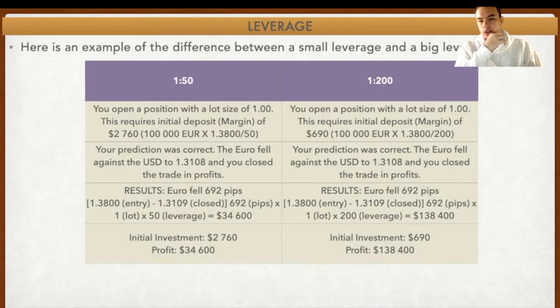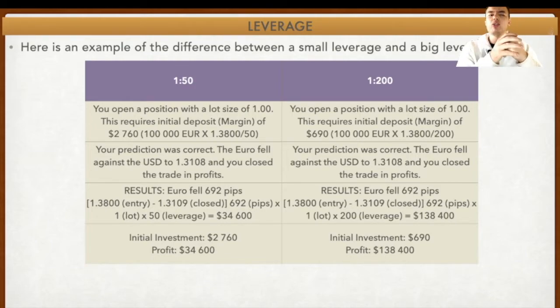So, prediction was correct. You made the 692 pips. So, 692 times lot size of 1 times 200 leverage gives you $138,400. So with a smaller initial investment of $690, you made more profit, $138,400. Can you see the difference between the leverages? Now, just because you can make a lot on bigger leverages doesn't mean you should now go for bigger leverages, because remember, you can lose a lot as well.